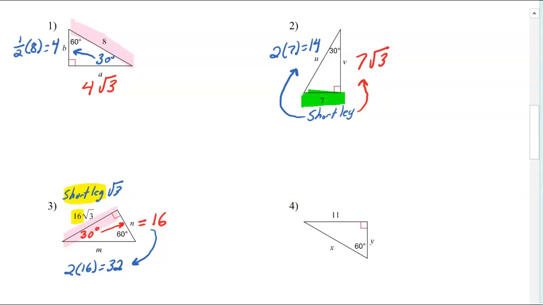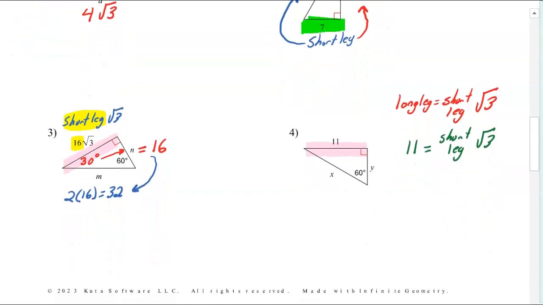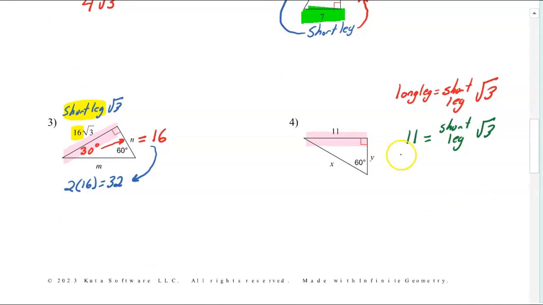And then example number 4 is a little bit different. Again, we are given the long leg, and we know that the long leg is equal to the short leg times the square root of 3. The long leg is 11, so I'm going to say 11 is equal to the short leg times the square root of 3. And I'm going to solve for the short leg. In order to do that, I'm going to divide both sides by the square root of 3.